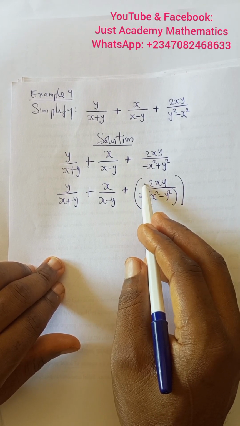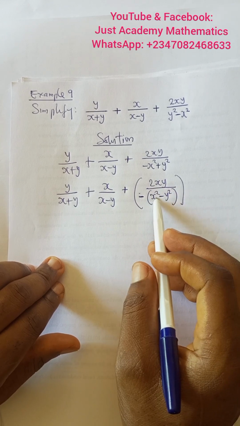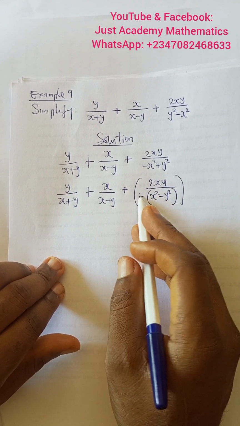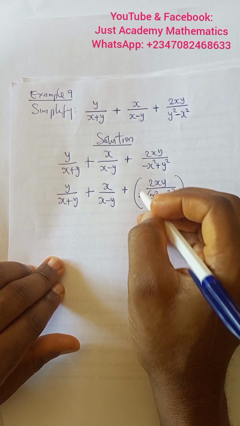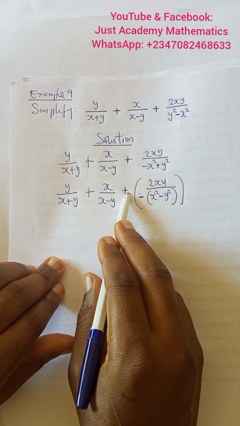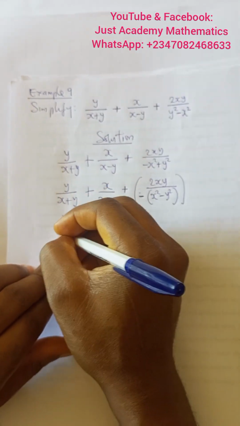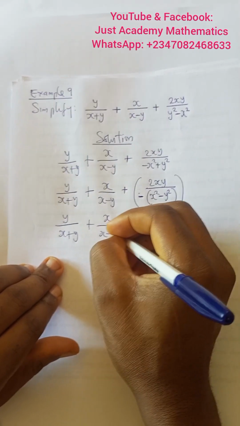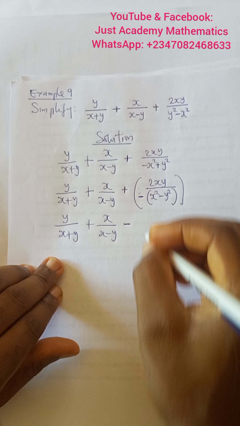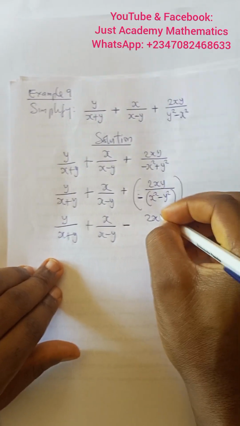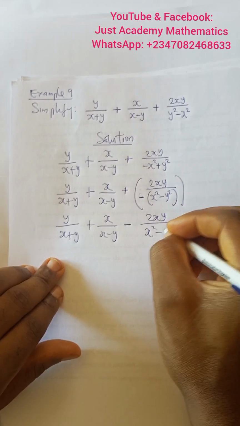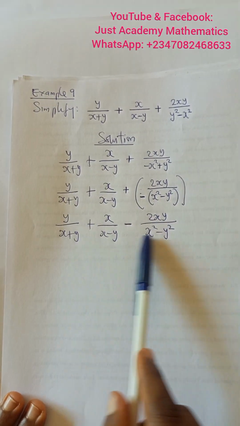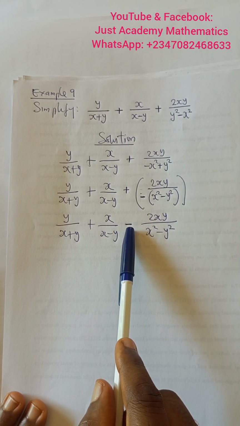Now, because in fraction, minus with the denominator also affects the numerator, because fraction means they are together. So in other words, this minus can be assumed to be here, or this minus can go ahead to times this plus. So that you have y over x plus y plus x over x minus y minus 2xy over x squared minus y squared. All this I'm explaining is just to show you why I'm changing this place to minus.